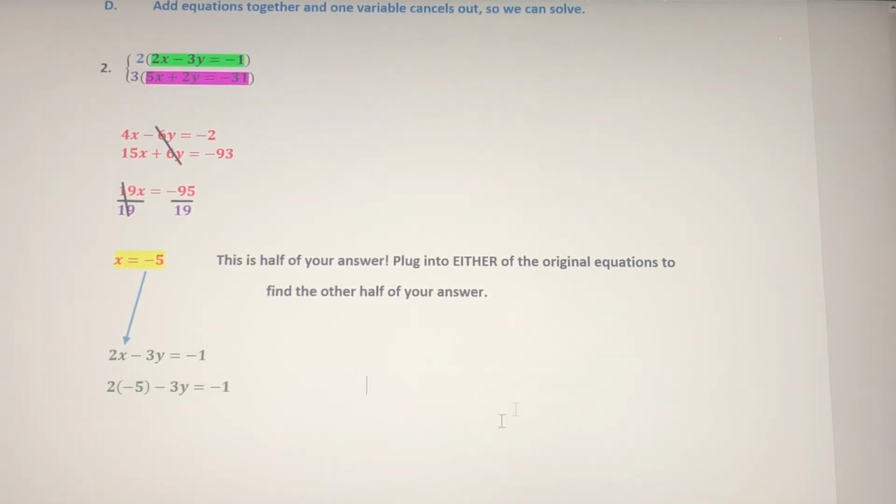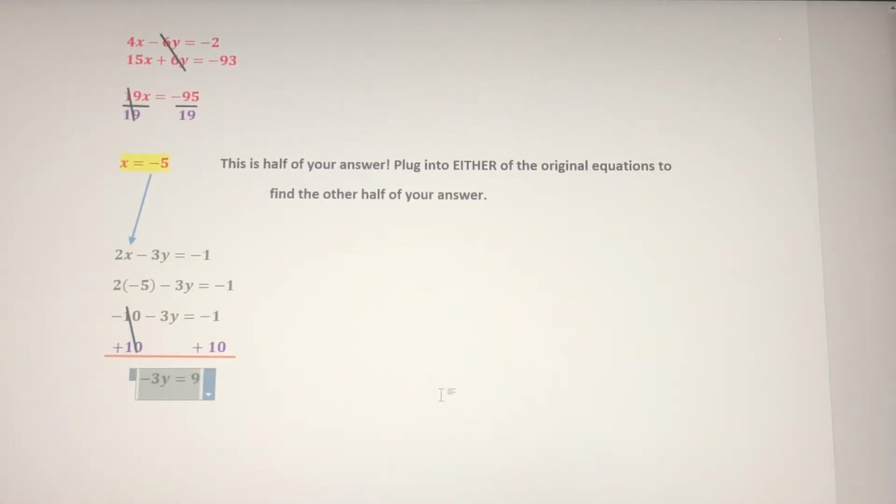So 2 times negative 5 is negative 10. I'm going to add 10 to both sides, so these 10s are going to cancel out. That gives me negative 3y on the left side equal to positive 9 on the right side. Now we want to get y by itself. We're going to divide both sides by negative 3. And that leaves me with my other half of my answer, y equals negative 3.